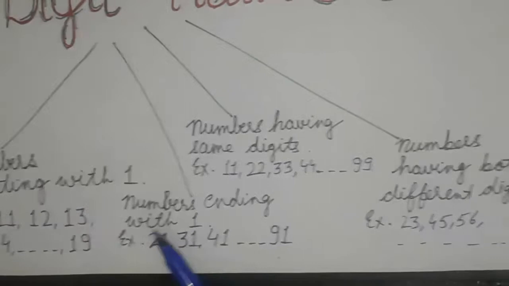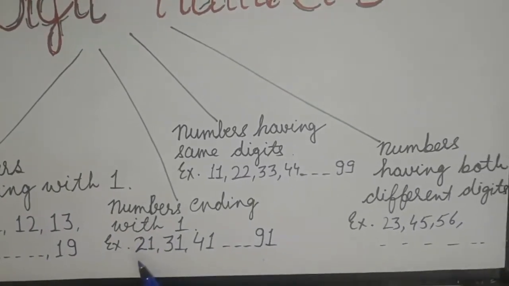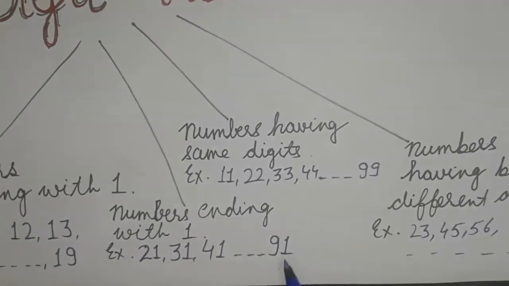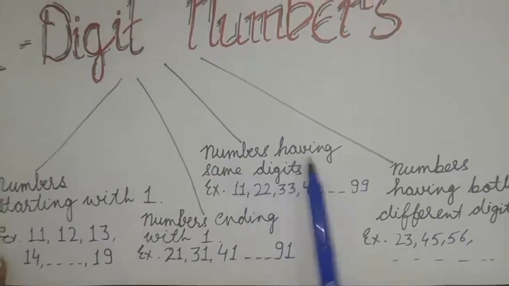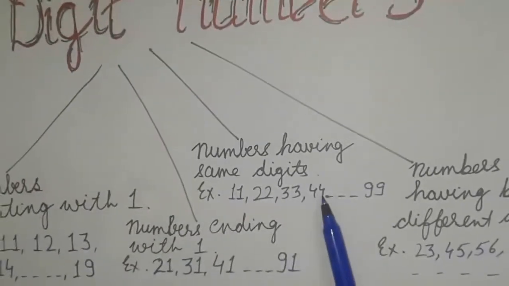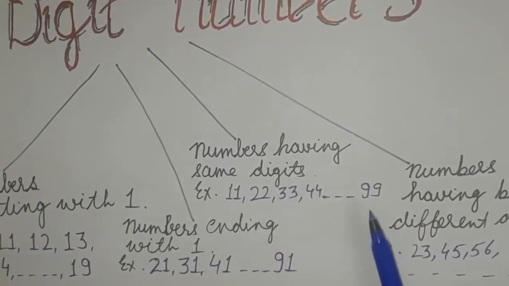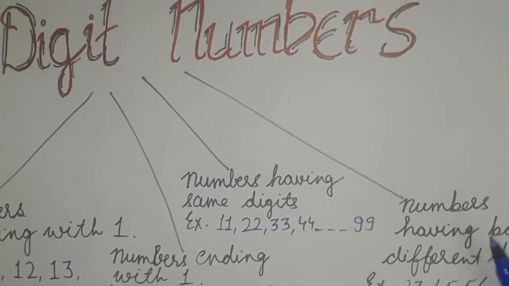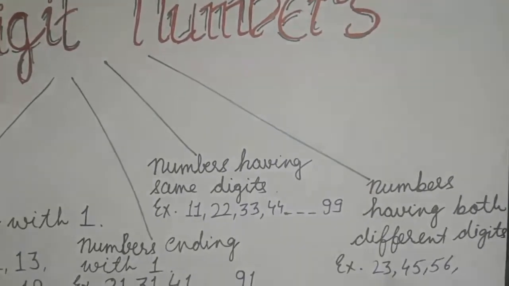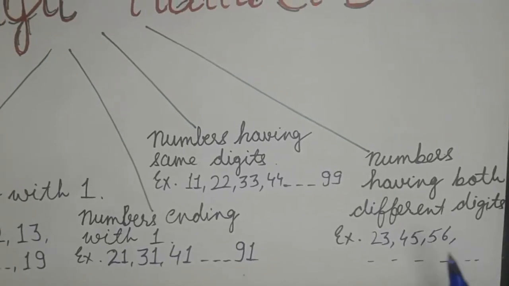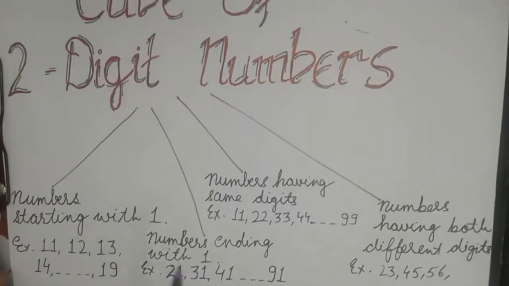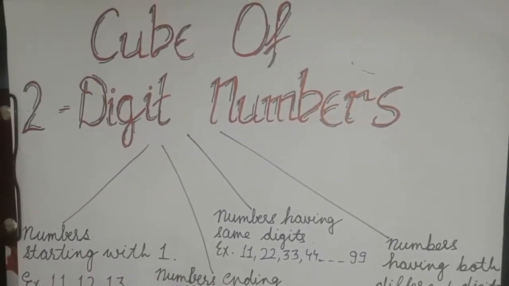Our second category is numbers which end with 1, that is 21, 31, 41 and so on up to 91. Our third category is numbers having same digits like 11, 22, 33, 44, 55, 66 and so on up to 99. And our fourth category is numbers having both the different digits like 23, 45, 37, any number which has both the digits different. In today's video, we are going to solve the cube in a quicker method with a short trick.